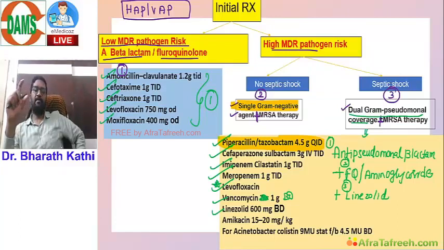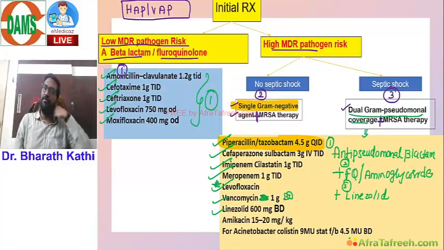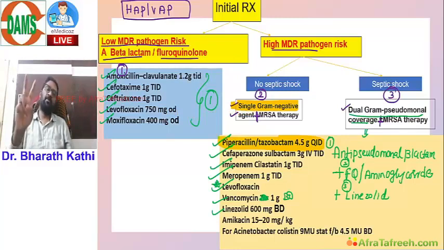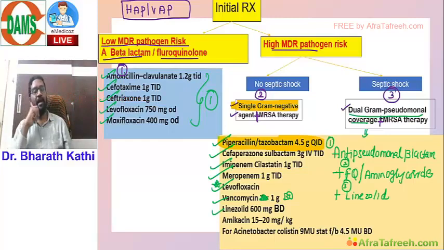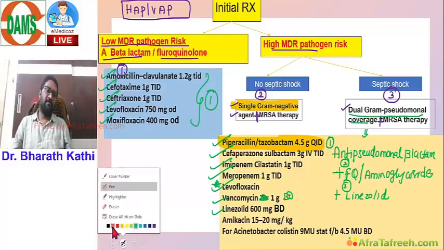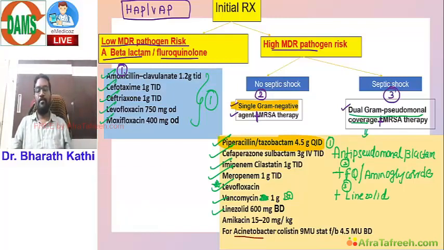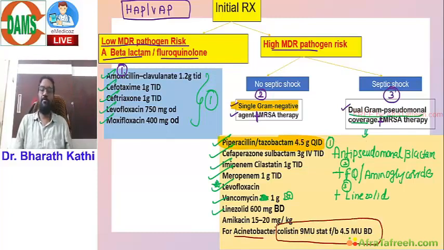With this high pathogen risk, again, is it with septic shock or no septic shock? If it is no septic shock, we can give MRSA coverage with a single anti-pseudomonal antibiotic. Whereas if it is septic shock, 2 antibiotics against pseudomonas should be given: anti-pseudomonal beta-lactam with fluoroquinolone, along with that linezolid. If by chance that ICU is notorious for Acinetobacter, nowadays we are seeing Acinetobacter pneumonia. Acinetobacter generally will not respond to carbapenems. We have to give colistin. For Acinetobacter right now the drug of choice is colistin.